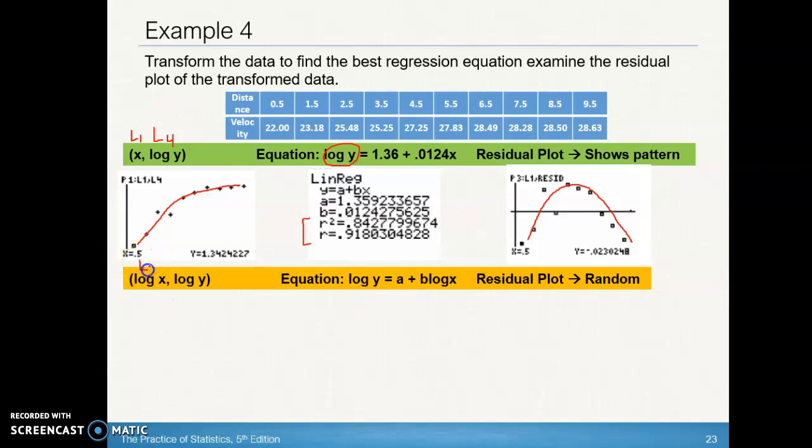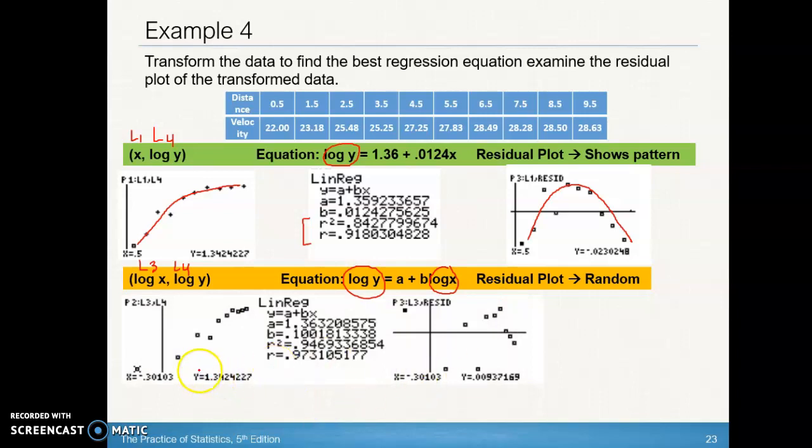Now, the next one was list 3 and list 4. Remember when we wrote our equation, we put the log in front of y because we took the log of y, and we put the log in front of x because we took the log of x. Okay, and then we're going to take a look at the residual plot. All right, so number one, when I take a look at the graph, this looks a lot more linear than the other ones did. It has a slight curve to it, but I could make a pretty good line through it.